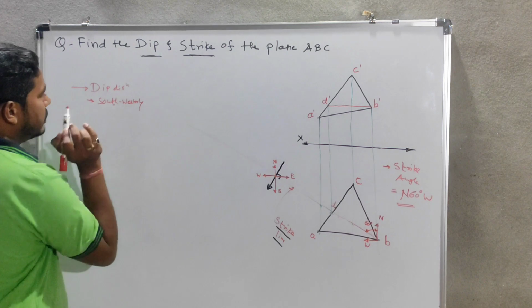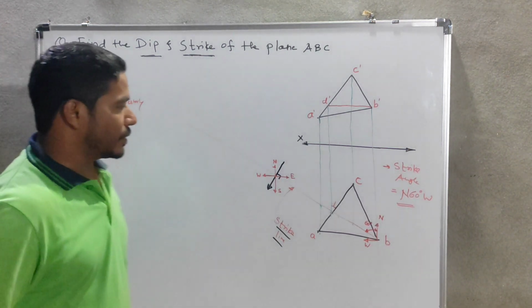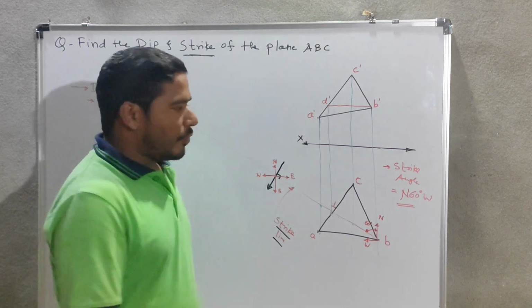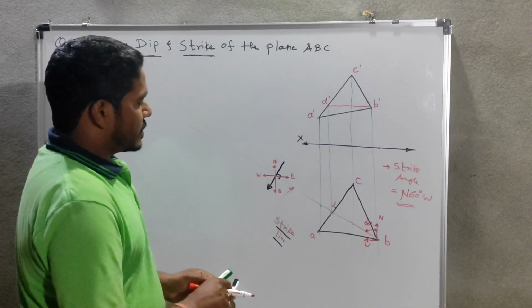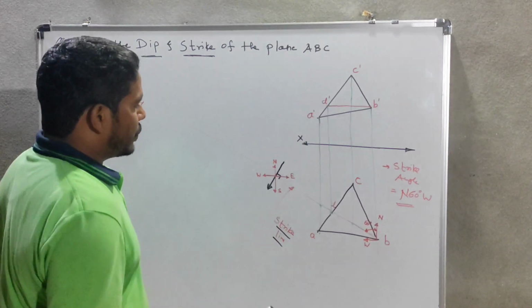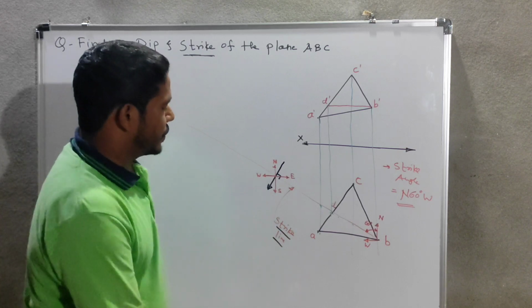Okay, so this is the dip direction. Now we have to find out the dip angle. For that, we need to draw a reference axis. We have to draw a reference axis that will be perpendicular to this straight line.